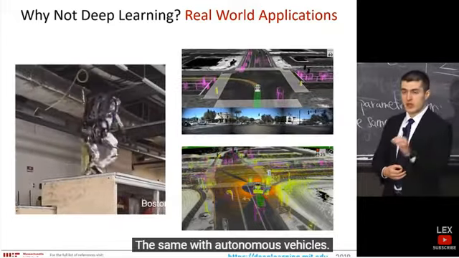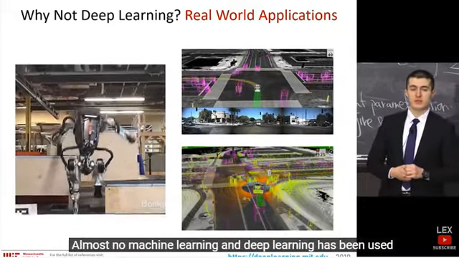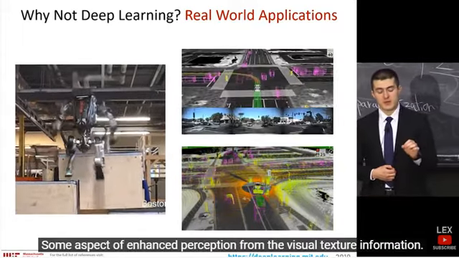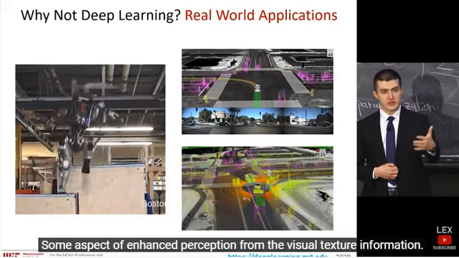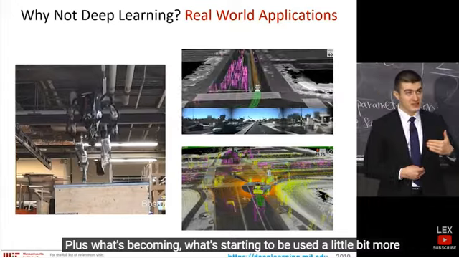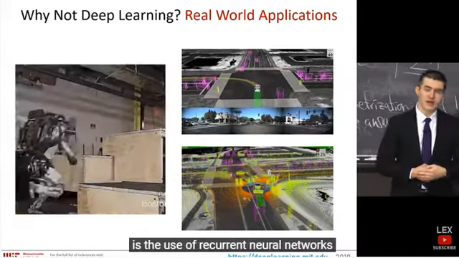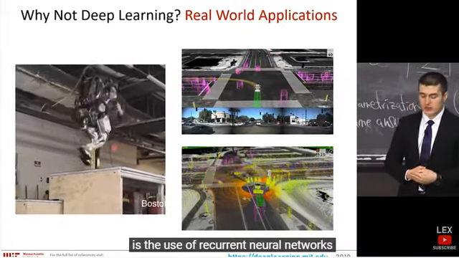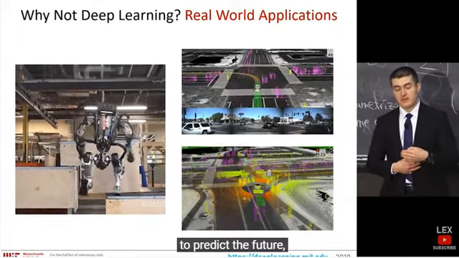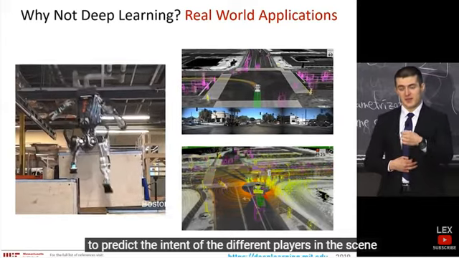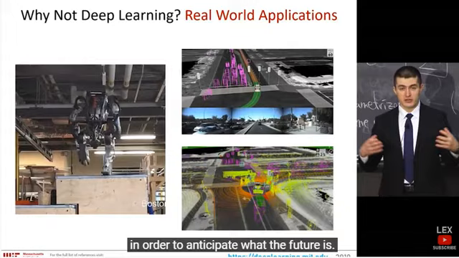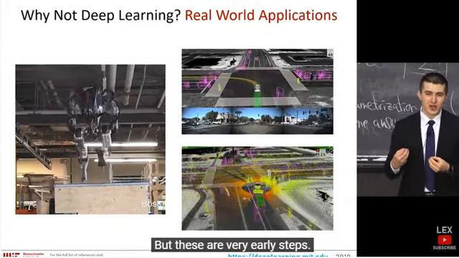The same with autonomous vehicles. Almost no machine learning and deep learning has been used except with perception, some aspect of enhanced perception from the visual texture information. Plus, what's starting to be used a little bit more is use of recurrent neural networks to predict the future, to predict the intent of the different players in the scene in order to anticipate what the future is. But these are very early steps.